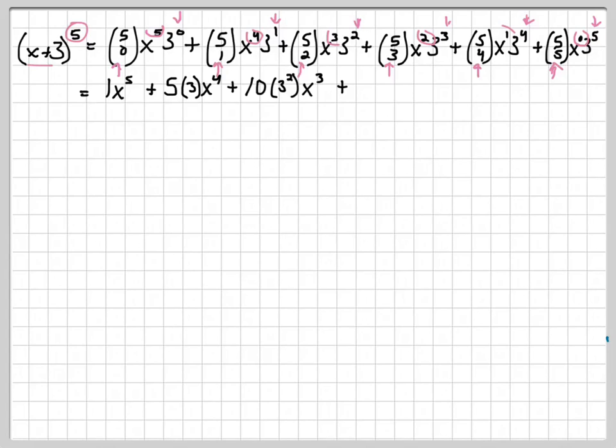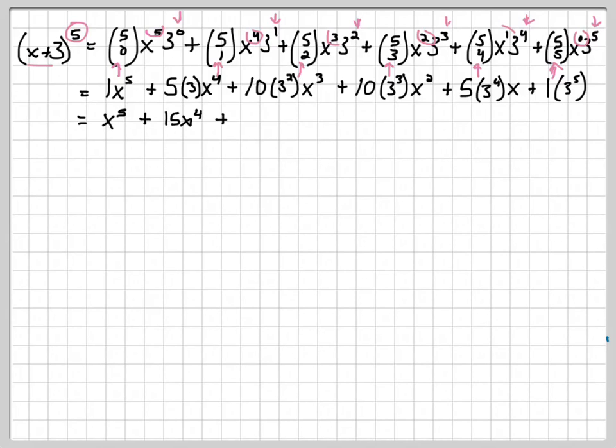And x cubed plus 5 of 3, that's going to be 10 again. We have 3 cubed, we have x squared, and then we have 5 of 4, which is 5. 3 to the fourth power times x, and then finally 5 of 5, which is 1. x to the 0 power is 1, and 3 to the fifth power. Okay, so now we just have some basic multiplication to do. We've got x to the fifth power plus 15x to the fourth power plus 3 squared, which is 9. 9 times 10 is 90, x cubed, plus 3 cubed times 10, which is 270, x squared.